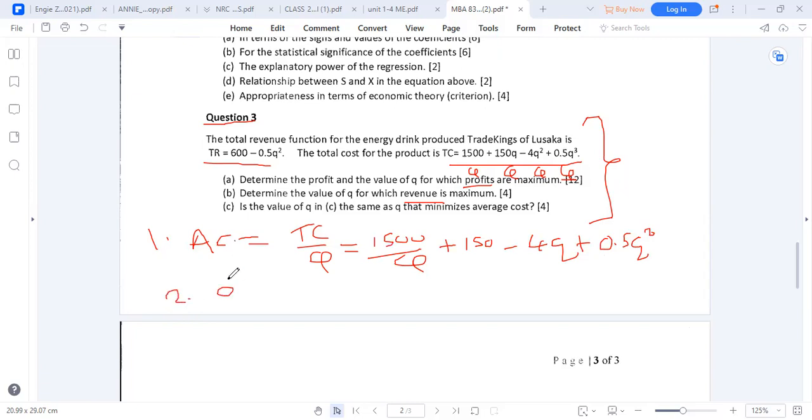Step 2, differentiate it. Average cost over quantity. Differentiate this part. 1,500 over Q is the same as 1,500Q to the power of -1, using negative indices. So this one by that one gives -1,500 over Q to the power 2. And 150 drops out because it's a constant. What is 4Q differentiated? Negative what? 4. What is 0.5Q squared? We get positive what? 1Q. Step 3, equate to 0.